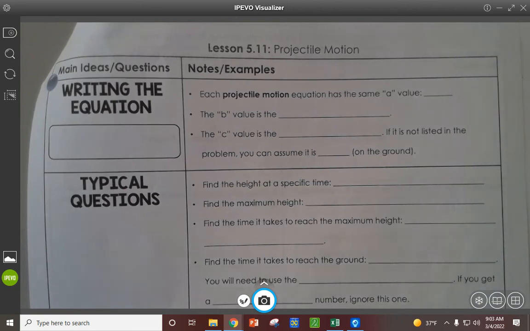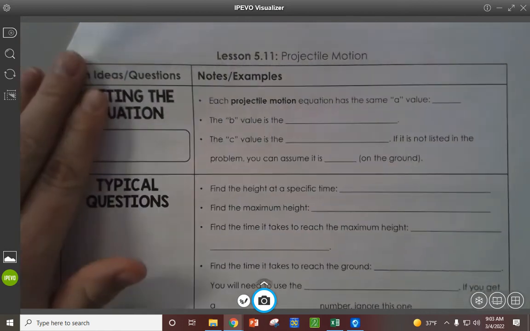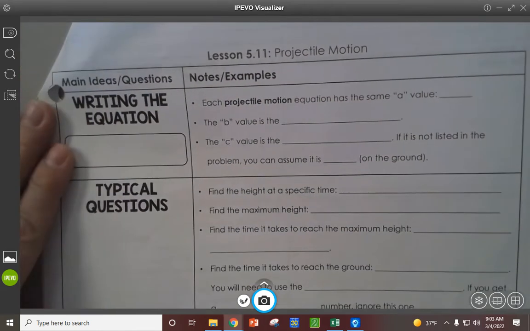The last lesson in this unit is over projectile motion, which is essentially when you throw an object in the air and then it goes up and then it comes back down, assuming there's no wind or any outside forces like that. There's a scientific formula that actually can calculate these objects. And so we're going to look at the equations first and how the equations are always set up.